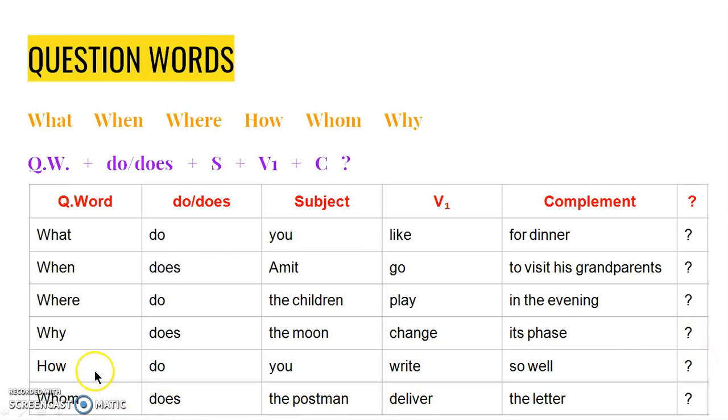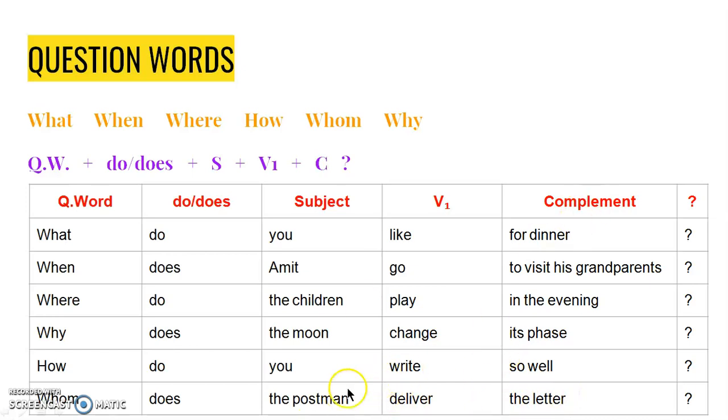Then question mark. How do you write so well? The question word is how. Okay. It starts with how. Then do, because your subject is you, then V1 form is write, so well is complement. Alright.